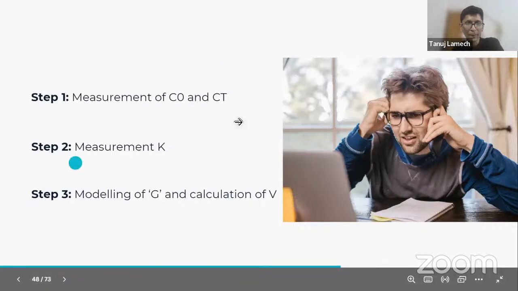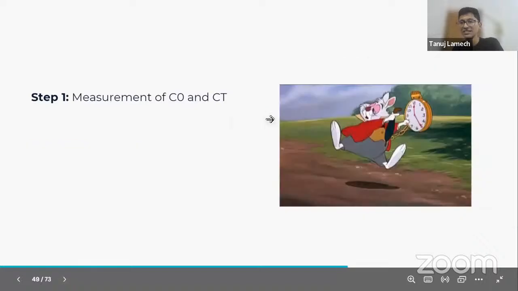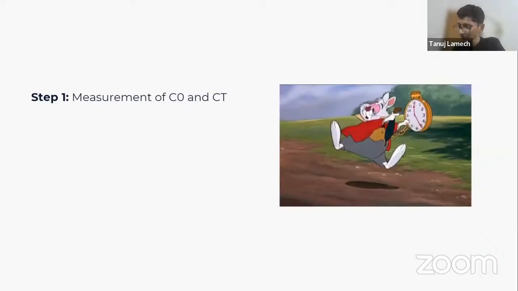There are three steps. It begins with the measurement of C0 and CT. I think we all know this, so I'm not going to spend too much time. It's again very important that you use the arterial port when you are sampling blood, particularly post-HD. Pre-HD, there's usually no problem. You have to take it as soon as you prime the machine, while it is being primed with blood. The CT is taken post-HD. It's always taken from the arterial line.